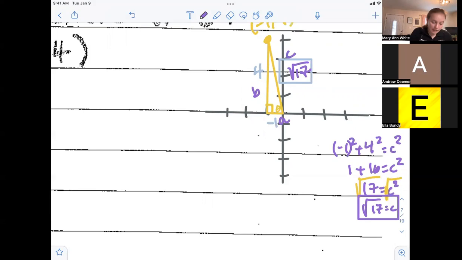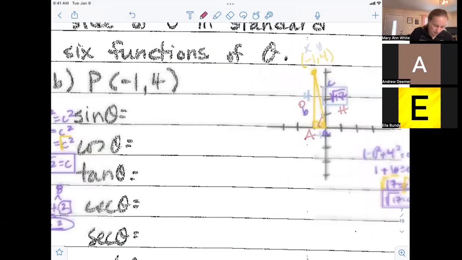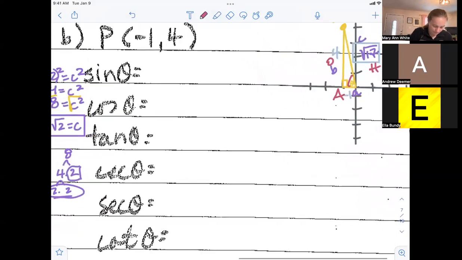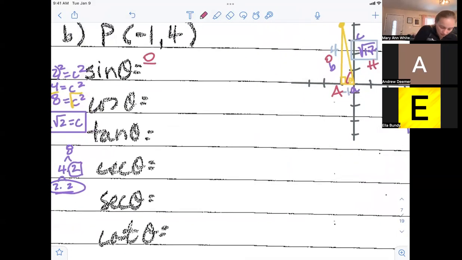All right, now we're going to find all of our trig functions. Here's my opposite, here's my adjacent, here's my hypotenuse. Go ahead and fill those in. OH, AH, OA, HO, HA, AO.